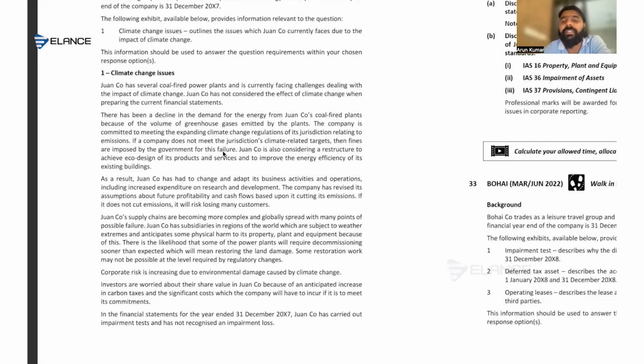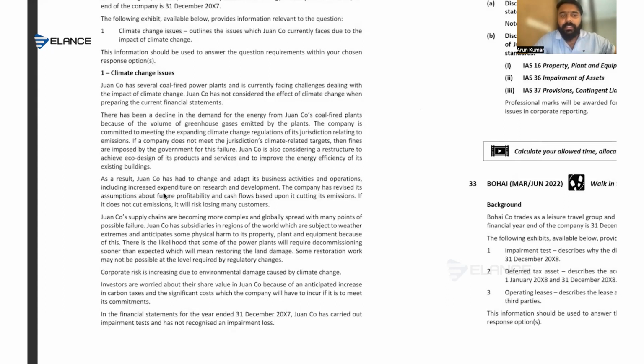So which standard will get impacted according to this scenario? Out of these three, which standard is going to get impacted here? They are mentioning fines. So which standard do we have to mention there? If there is a concern that we are violating the rules, we may have to pay fines. In that scenario, it's probable that we may have to pay a fine in future. So which standard will get affected here? We have to mention IAS 37. Yes, very good. We have to mention IAS 37, provisions, contingent liabilities and contingent assets.